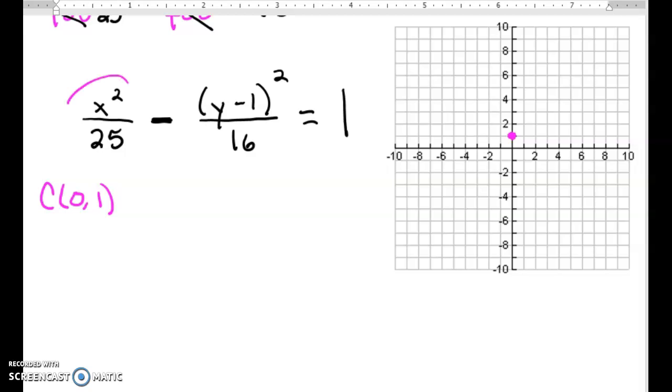On the x-axis, 25 is associated with the x squared. In a hyperbola, that is a squared. A squared will always come under the first fraction, and b squared will always come under the second fraction, just so you know. So 25 is underneath the x squared. We're going to move on the x-axis the square root of 25, which is 5. We're going to move 5 to the left, 5 to the right.